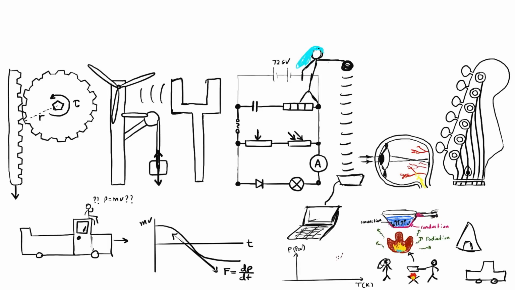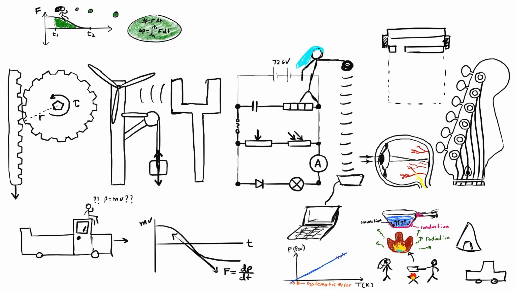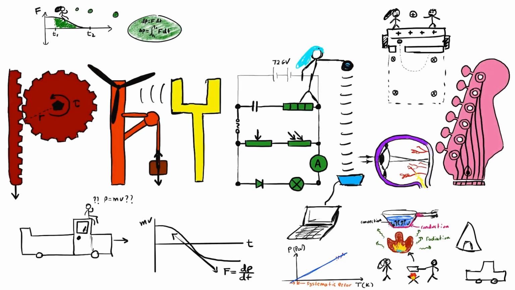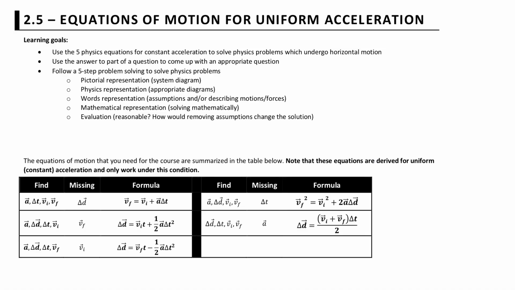Today we will be looking at the 5 equations of motion for uniform acceleration. The learning goals for this particular video include using the 5 physics equations for constant acceleration to solve physics problems which undergo horizontal motion. So we'll focus on horizontal motion today. Using answers to part of a question to come up with an appropriate question for it. So seeing an answer and building a question for it.